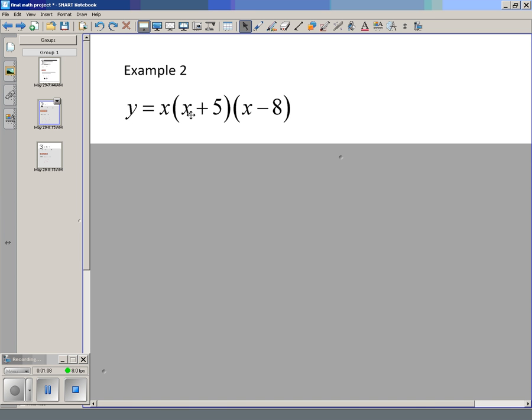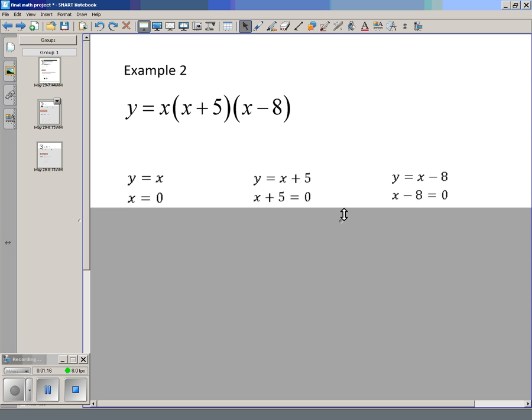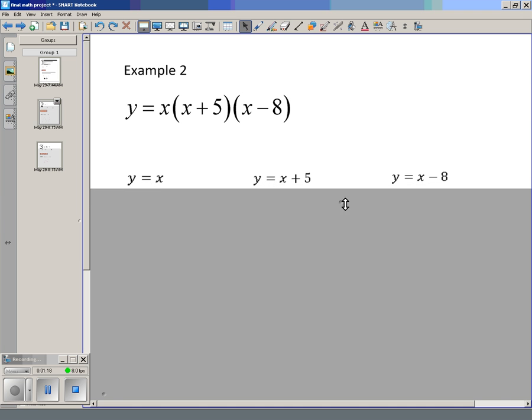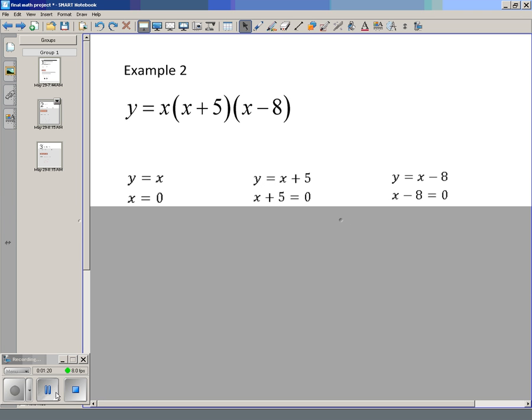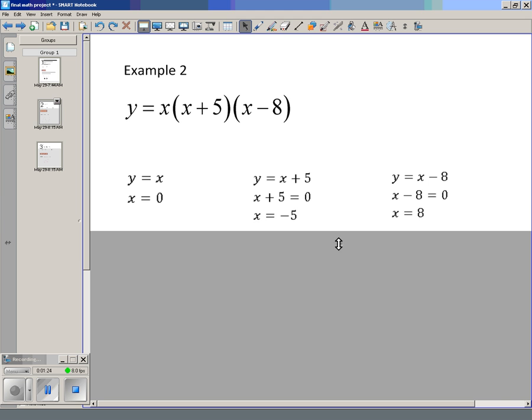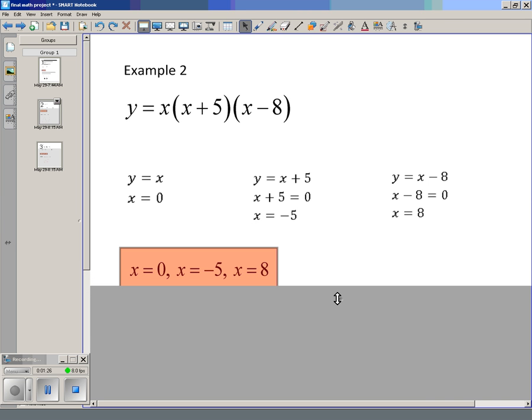For this second example, you can find the zeros the same way as before. What you should do is separate these three terms, like so, and set y equal to 0. After doing this, solve for x, and you should get 0, negative 5, and 8.